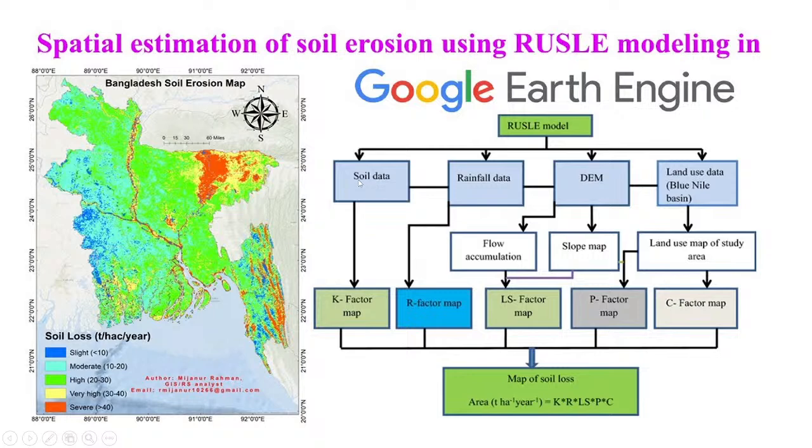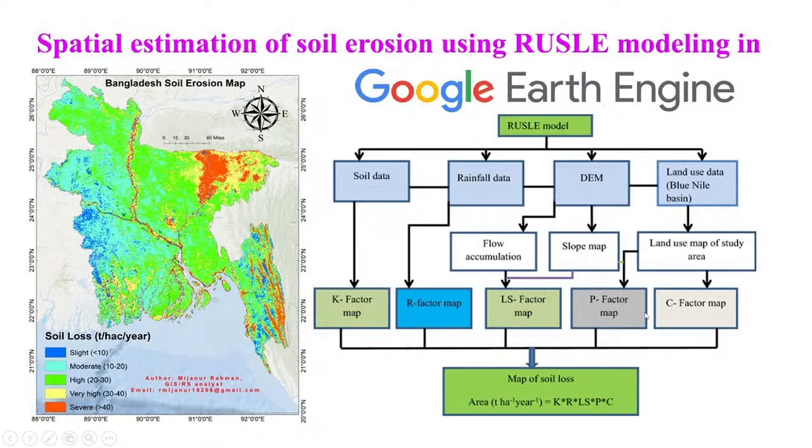Mainly you can see we need soil data, rainfall data, DEM data, and land use data. What data are required? Satellite data. We can easily get the soil data from satellite soil imagery. Rainfall data we can get from satellites, such as CHIRPS data. For DEM data, we can use the NASA SRTM data. Land use data we can get from Landsat, Sentinel, or MODIS. Anything we can easily get.